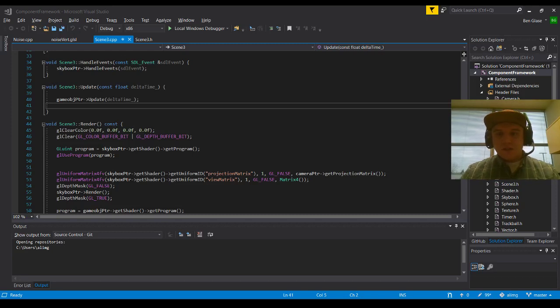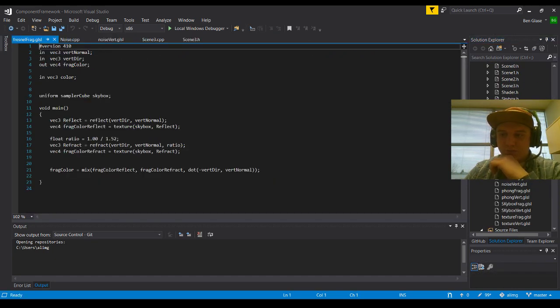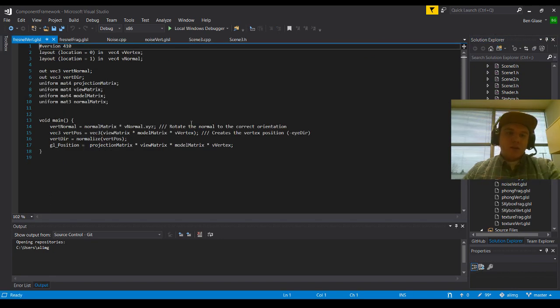All right, so in this update, I'm going to be talking about how I have implemented reflection and refraction onto a sphere that has been included into the middle of the skybox. And to do that, I'm going to be taking a look at the GLSL files using the Fresnel strategy.